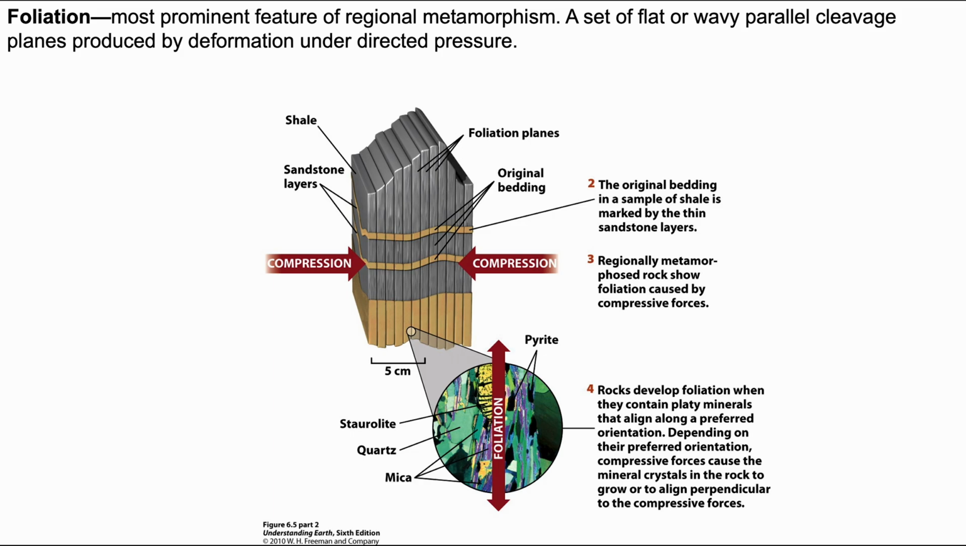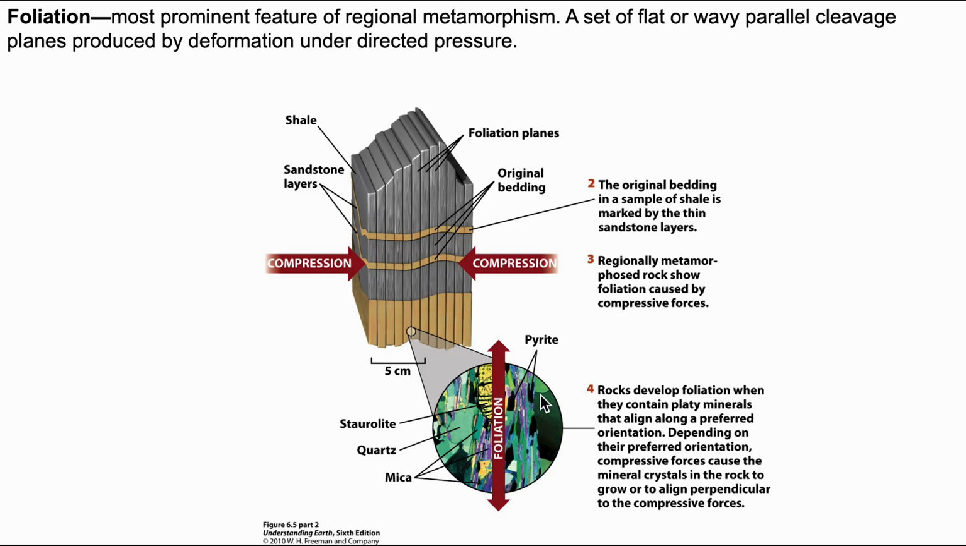Foliation is the most prominent feature of regional metamorphism. A set of flat or wavy parallel cleavage planes is going to be produced by deformation under directed pressure. So here, like the shale, we have original bedding represented by these light-colored bands and dark-colored bands. Compressing this material from side to side is going to result in a transition of the orientation of the minerals. They're going to rotate from lying horizontally to perpendicular to the compression. And this is known as foliation. Essentially, it means leaf formation or leafification, like leaves of a tree or playing cards. Characteristic minerals include staurolite, quartz, micas, and pyrite in this case.